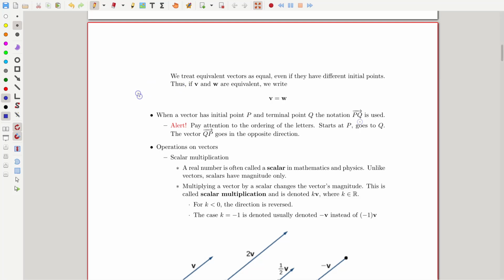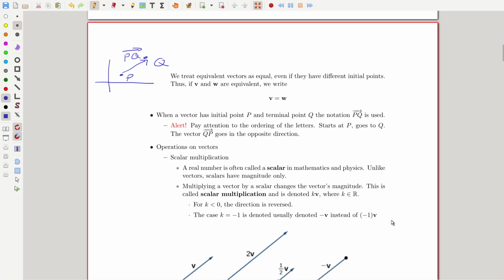So if I were to maybe draw this pictorially, say you've got the point P over here and the point Q over there. The vector PQ starts at P, goes to Q. Okay, so this would be the vector PQ.